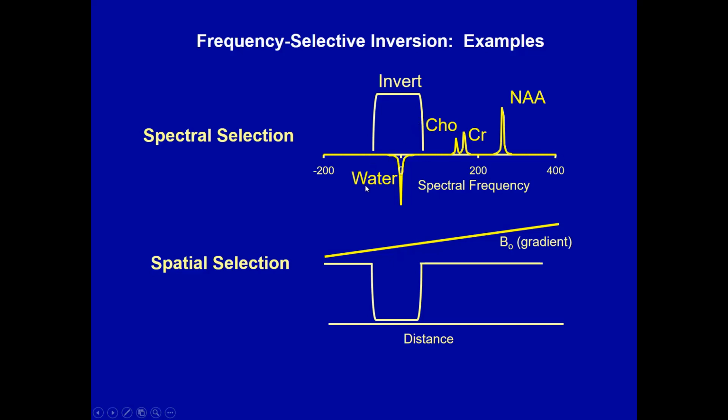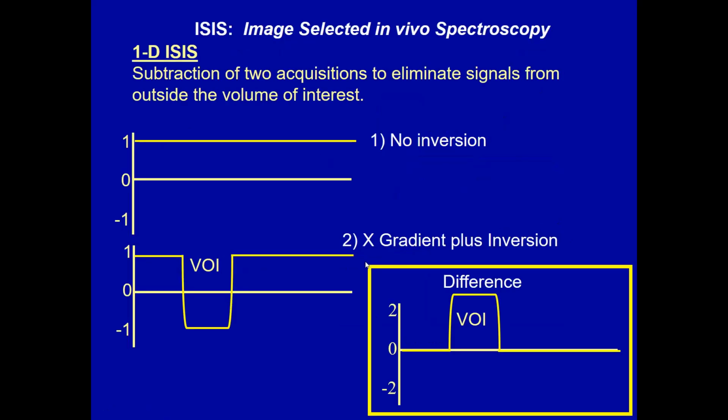So that's one use, because the chemicals are defined across a frequency band. Well, if you put on a gradient, now space is defined across this frequency band. So if you apply a gradient like you would for imaging, and you then apply a frequency selective inversion, you can invert just a particular region in the sample. This could be used then for ISIS, for volume selection. The simplest is one-dimensional ISIS.